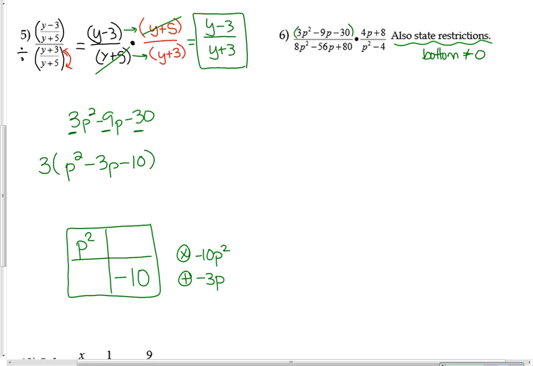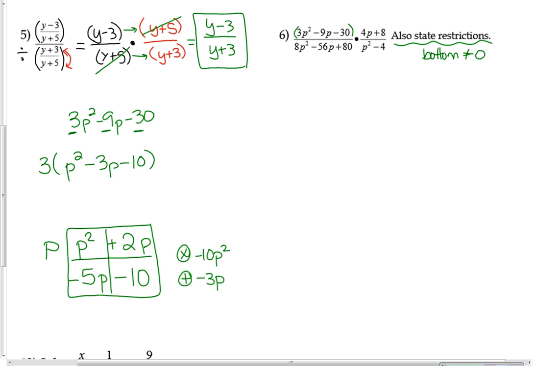In order to multiply to a negative, I have to have a positive and a negative. They'll both have to have a p to multiply to p squared and add to a negative 3p. So how can I multiply to 10? Well, I could do a 5 and a 2. 5 and 2 will multiply to 10. If I make the 5 negative, then I will add to negative 3p.